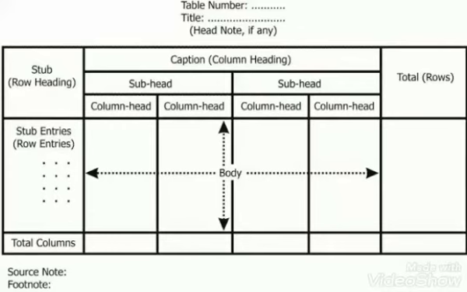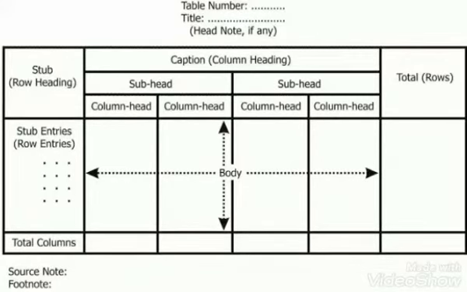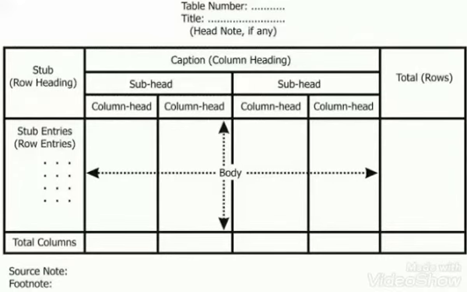Then the next we have stubs. Stubs are titles of rows of a table. That means it gives a title to the rows. These titles indicate information contained in the rows of the table. Next we have a caption, again very important. Caption is the title given to the columns of the table. Whatever columns you have, this caption indicates the information contained in the columns of the table.